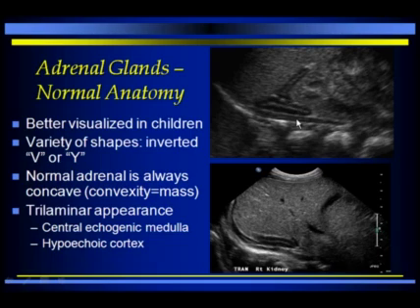If you look here, it's concave. There are no bulging convexities. If there's a convexity in an adrenal, we're thinking about a mass. So a normal adrenal: concave, thin structure, V-shaped or Y-shaped, with a trilaminar appearance, the hypoechoic cortex and the central echogenic medullary pyramid.